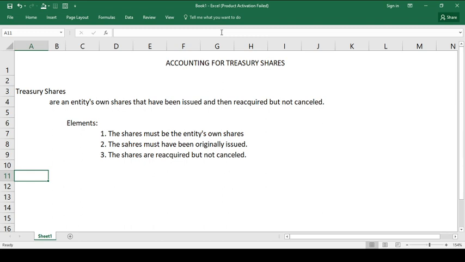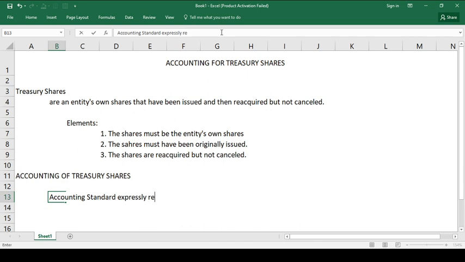Okay, so now because we already know what a treasury share is, we can now proceed to the accounting of treasury shares. Okay, under accounting of treasury shares, guys, ito lang po ang dapat nating alalahanin, that accounting standards expressly recognize the use of the cost method. In other words, the accounting standard is encouraging us to use the cost method in accounting of treasury shares, but it does not prohibit us to use other methods of accounting for treasury shares.